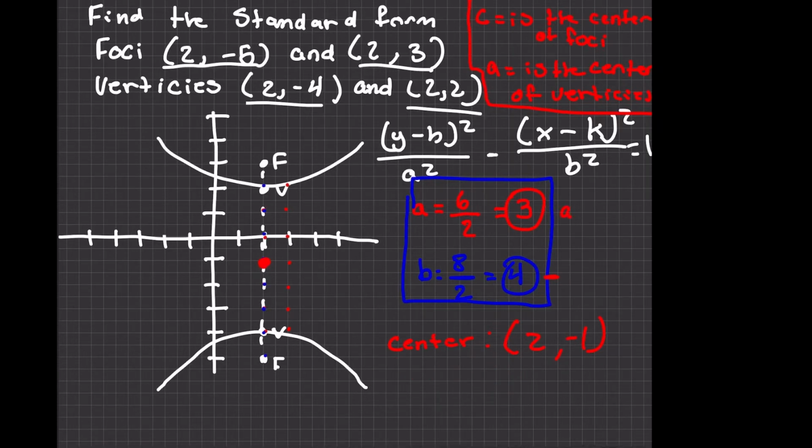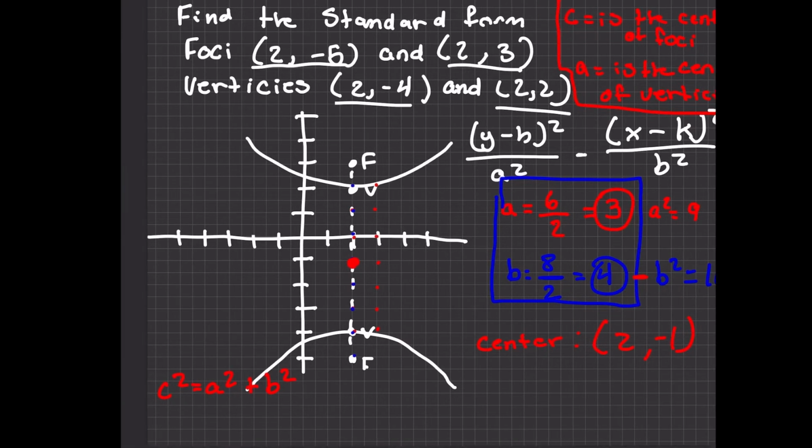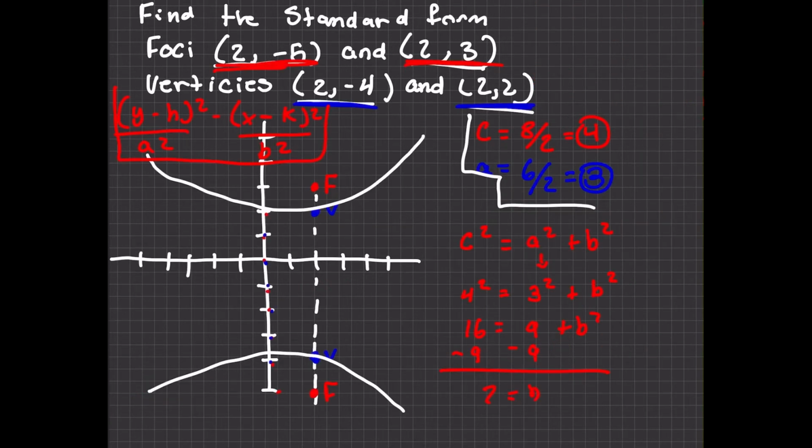Also, we need A squared and B squared, so we just have to put it to the second power, and A would be 9 and B would be 16. So now we have to find B squared. So we'll just have to follow this formula: C squared equals A squared plus B squared. And then all we gotta do is just plug in the numbers, and we'll get 7 equals B.